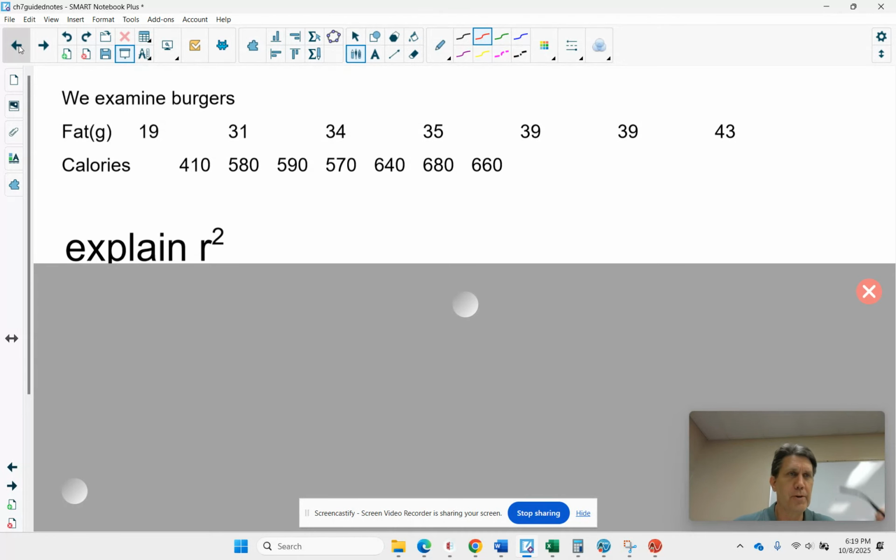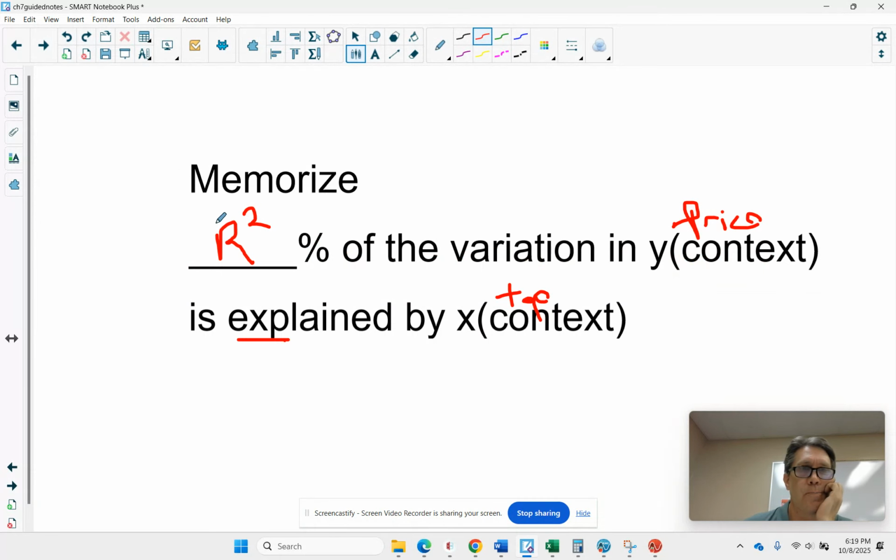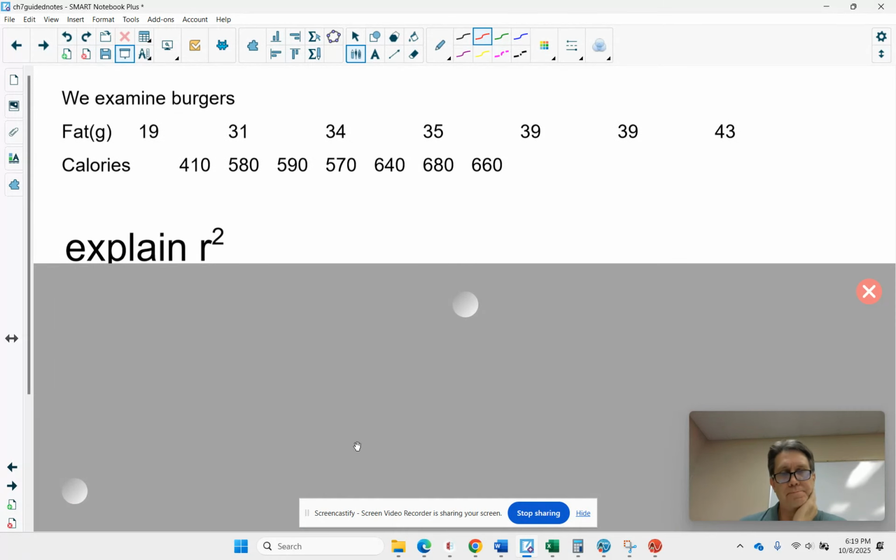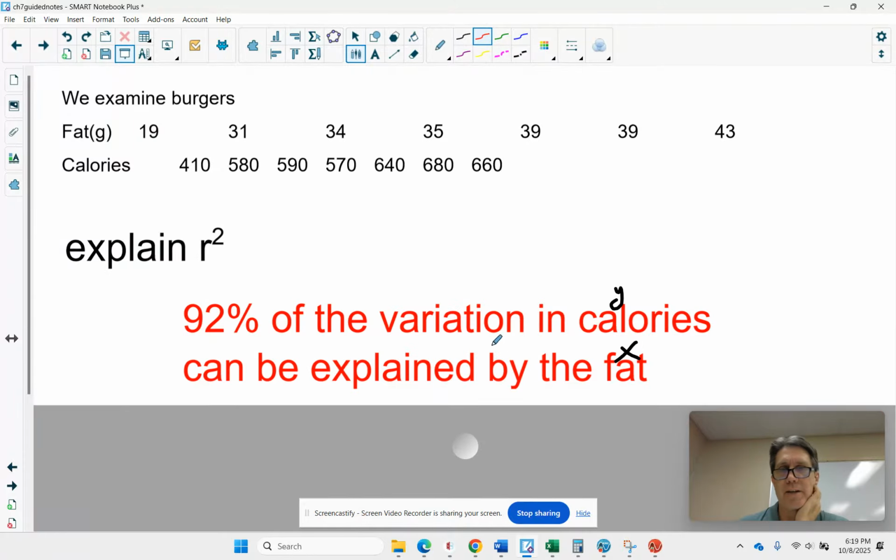Let's remember, if you did look back in your notes, you found this. This percent of the variation in Y is explained by X. That's what you have to memorize. So some percent of the variation in calories is explained by the fat. Well, what's that percent? It's 92% of the variation in calories is explained by the fat.